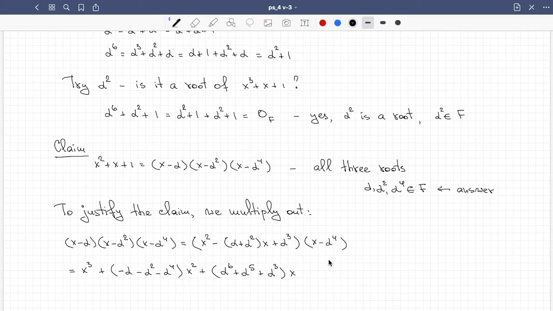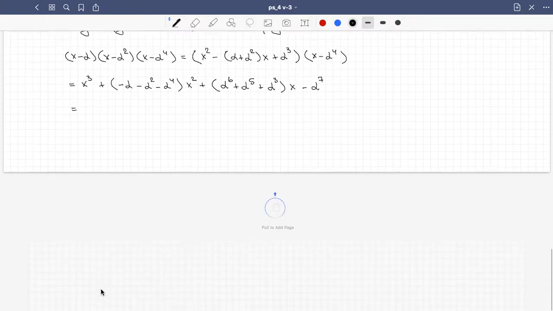Finally, what about the constant term? The constant term is going to be alpha to the 7. All right, let me now use the arithmetic which I started with to simplify these expressions.